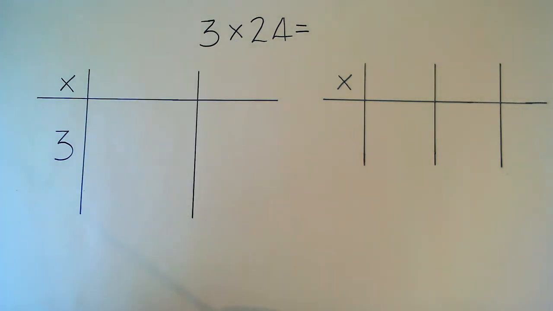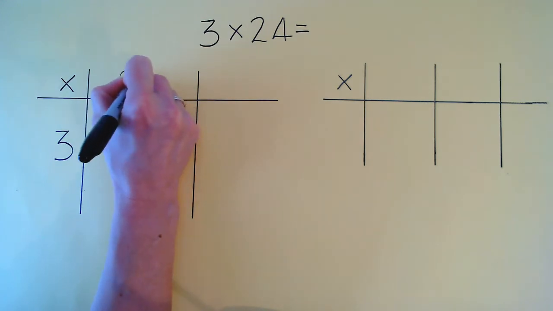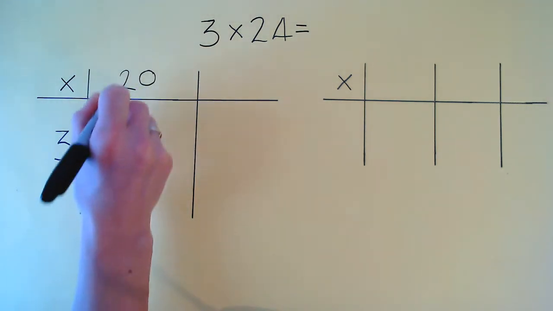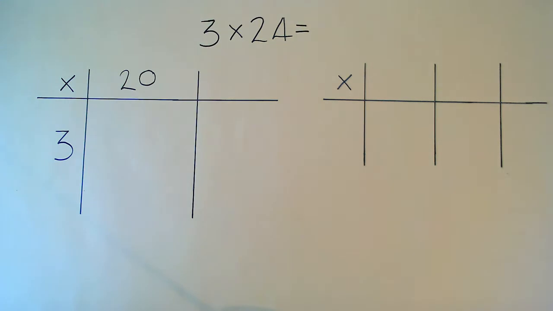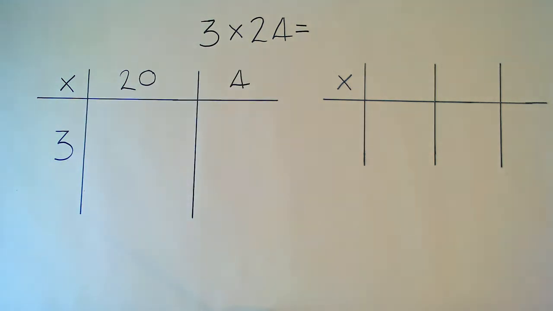So how many tens do we have? 20, brilliant. So we've got 2 tens, so 20. And how many ones do we have? 4. Fantastic. Now I'm going to start with my Deans, okay, so that it's clear.